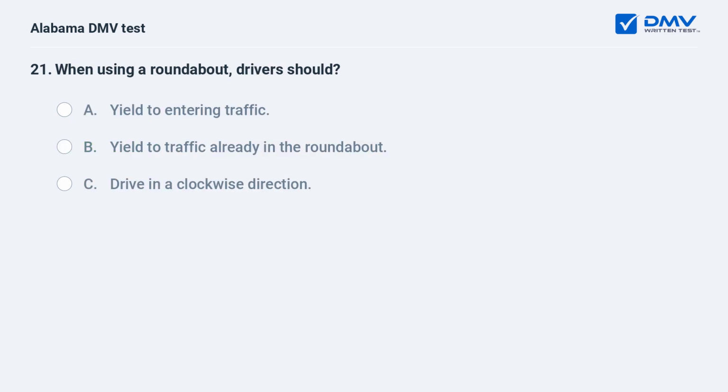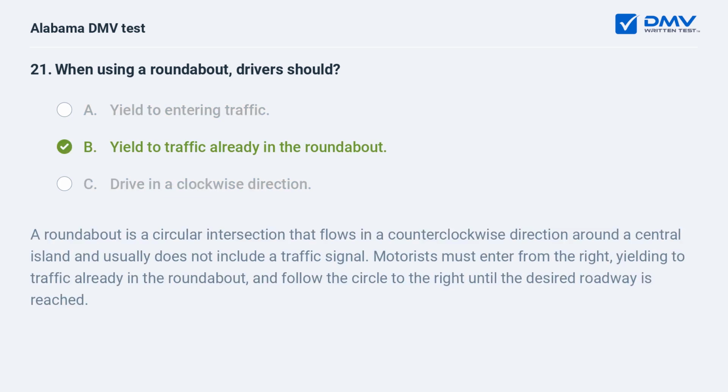When using a roundabout, drivers should A. Yield to entering traffic, B. Yield to traffic already in the roundabout, C. Drive in a clockwise direction. B. Yield to traffic already in the roundabout. A roundabout is a circular intersection that flows in a counterclockwise direction around a central island and usually does not include a traffic signal. Motorists must enter from the right, yielding to traffic already in the roundabout, and follow the circle to the right until the desired roadway is reached.